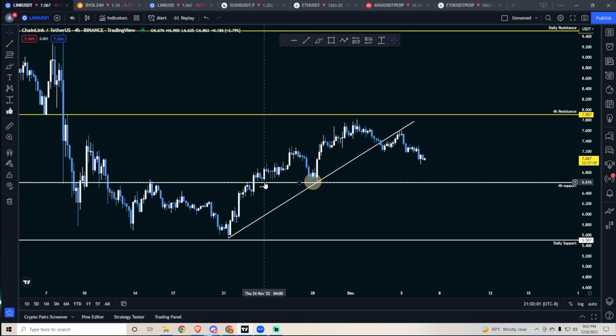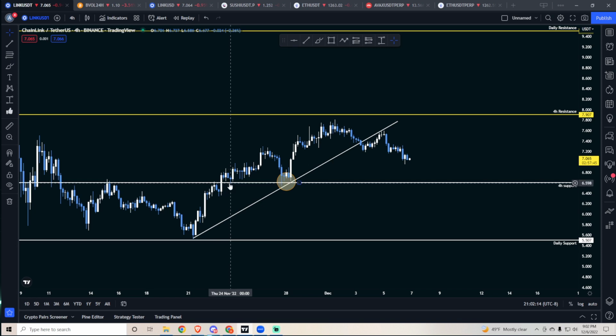Once it flips the resistance to support, there is your trigger to long, okay? And vice versa. If it turns a support to resistance, there's your trigger to short. So you could have longed there, right?